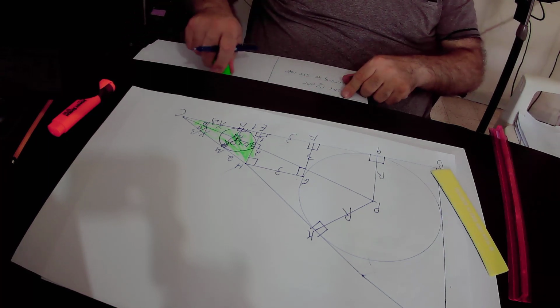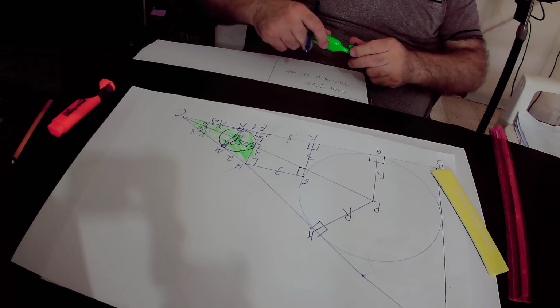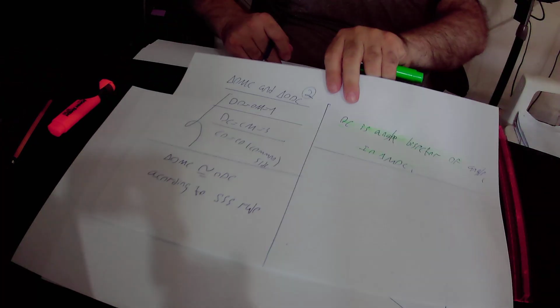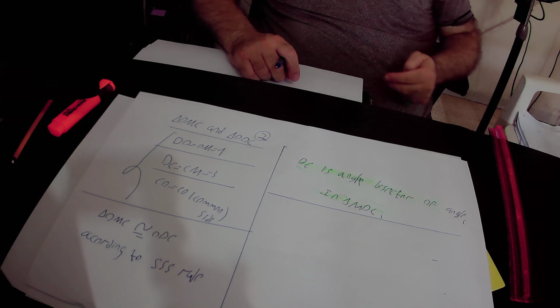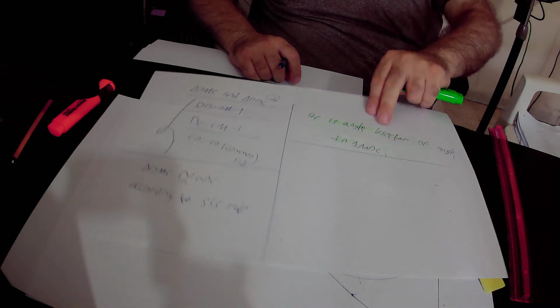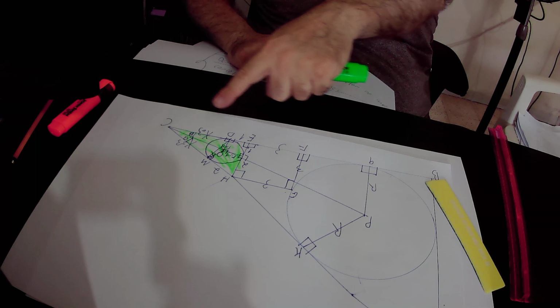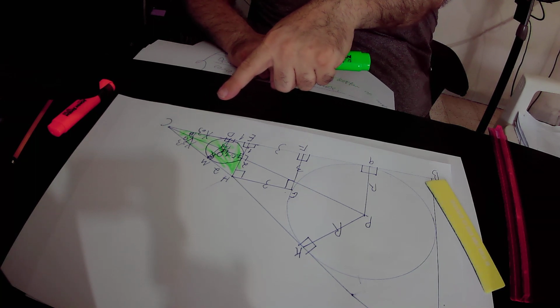I'll repeat again. OC is the angle bisector of angle C in triangle MDC. Why? Because the angle bisector OC bisects angle C into two halves, each half equal to theta.